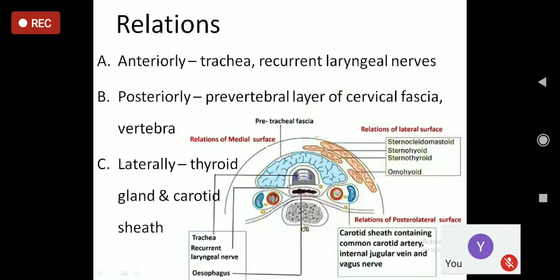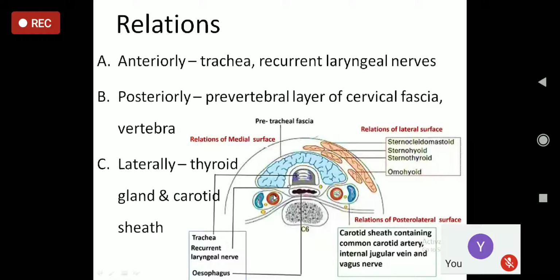While laterally, esophagus is related with, here, the transverse section of thyroid gland, one of the endocrine glands. On either side of esophagus, two lobes of thyroid gland are present beside the carotid sheath, which includes the common carotid artery, internal jugular vein, and vagus nerve. These are the structures related on the lateral aspect of esophagus.